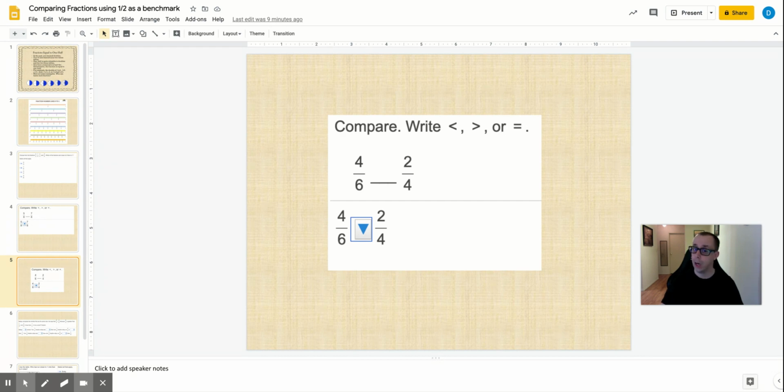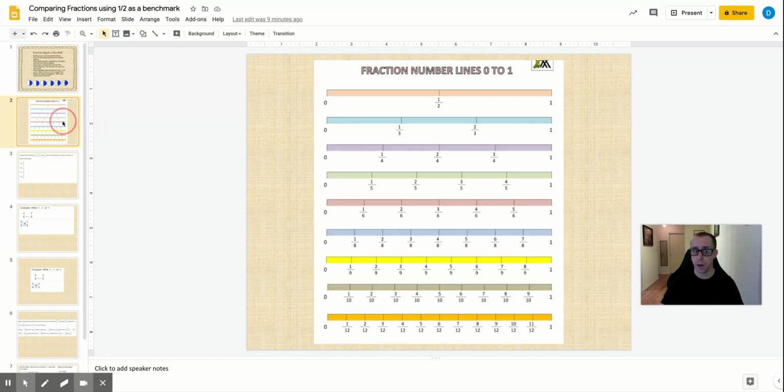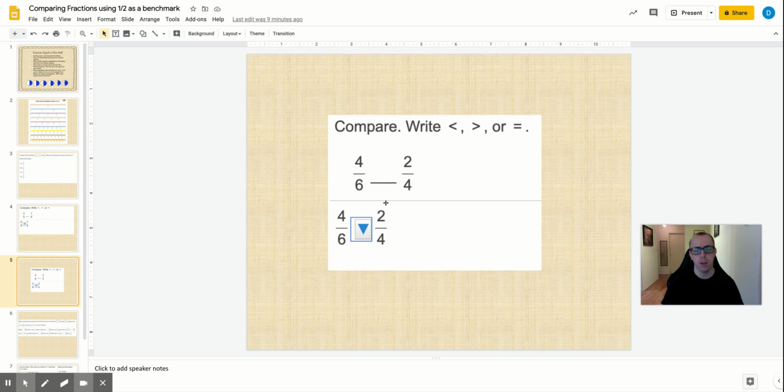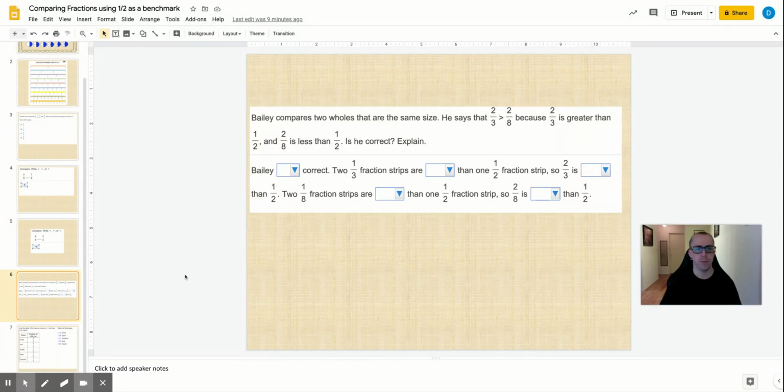Well, how many sixths did we say earlier equals 1/2? How many sixths equals 1/2? Look right here. Okay, 3/6 is equal to 1/2. So 2/4 is equal to 1/2. So 3/6 and 2/4 are equal to each other because they're both 1/2. So where is 4/6? Greater than 1/2 or less than 1/2?